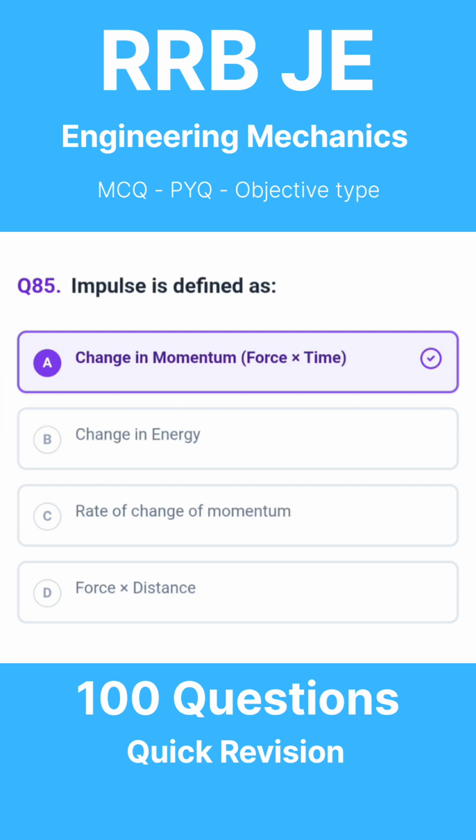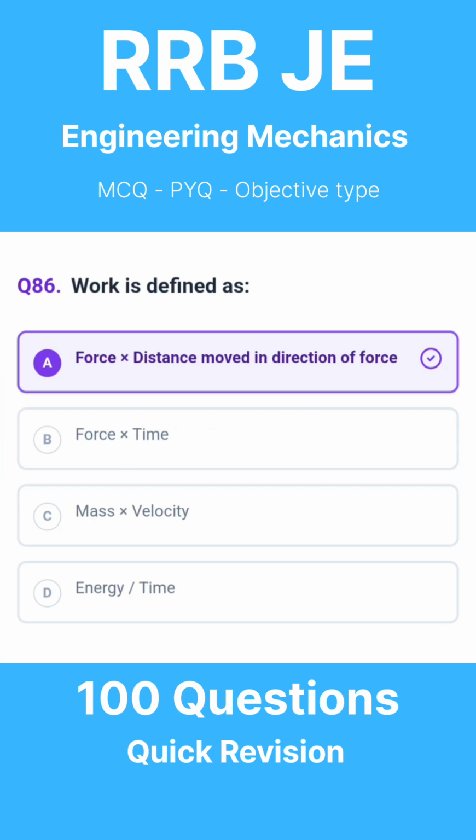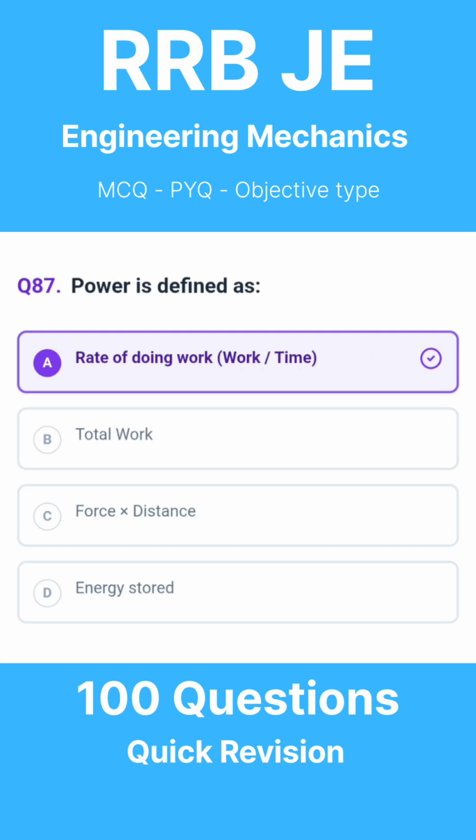Question 85. Impulse is defined as. The correct answer is change in momentum, force times time. Question 86. Work is defined as. The correct answer is force times distance moved in direction of force. Question 87. Power is defined as. The correct answer is rate of doing work, work divided by time.